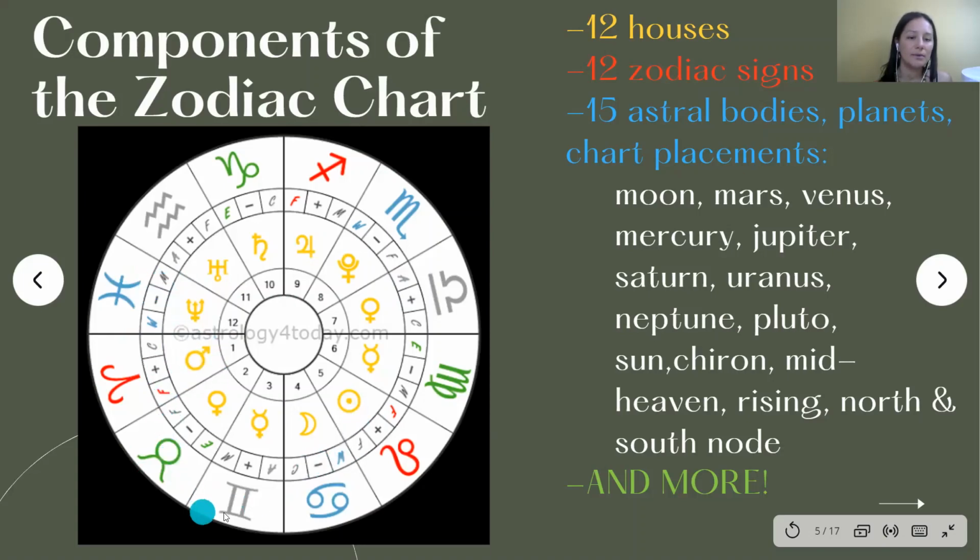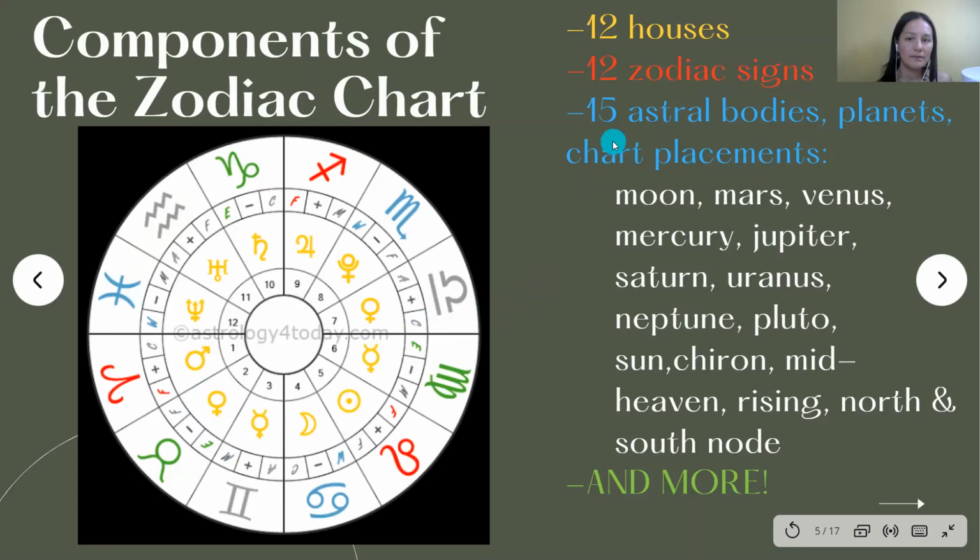These are the symbols right here on the outside for the zodiac signs. And I recommend you memorize these symbols so that you can read charts and just know the cool symbolism of it all.